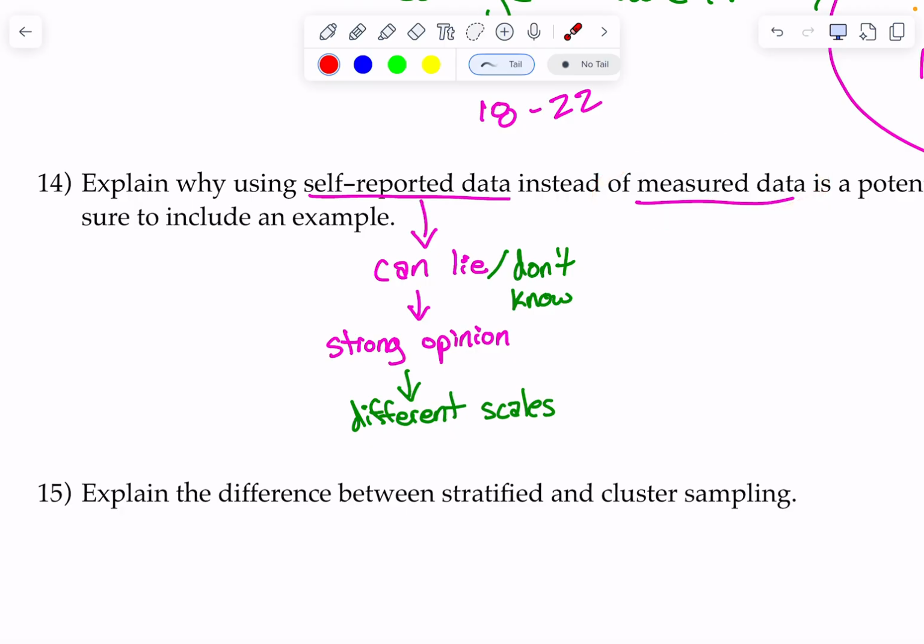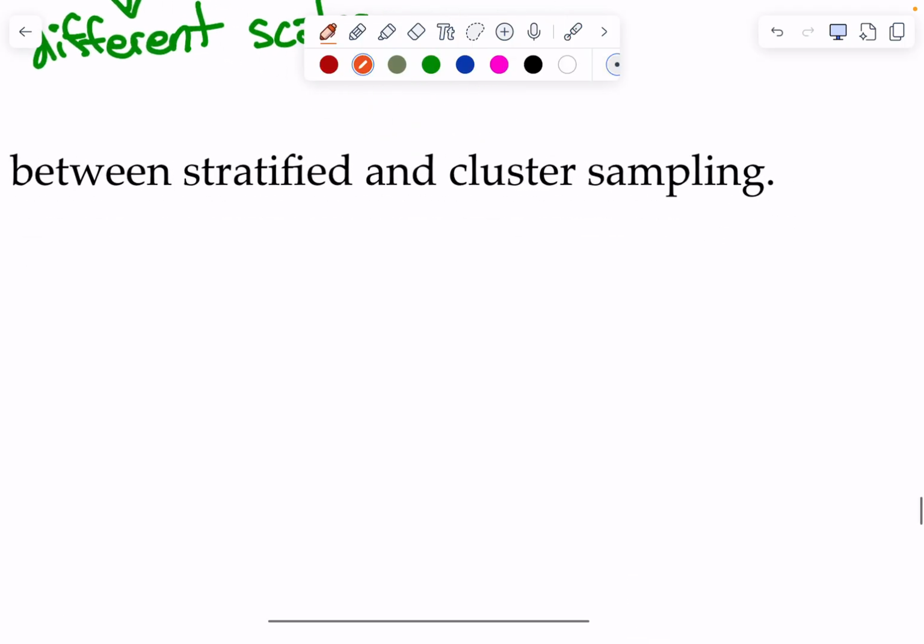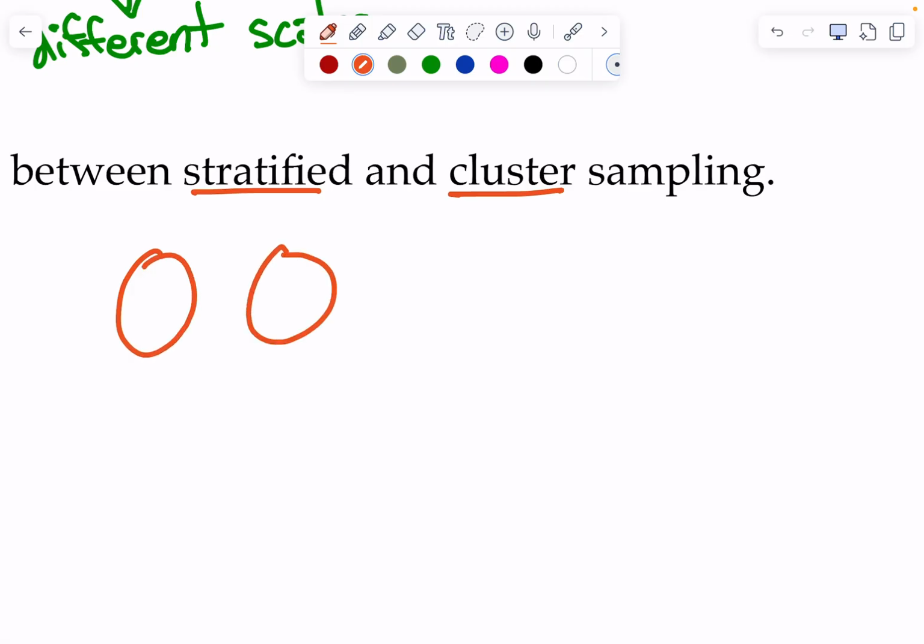Got it? Good? Okay, last one, explain the difference between stratified and cluster. These are the two that are the closest to each other. Stratified versus cluster. Stratified is strata, right? So I'm going to separate up boys and girls. Let's do boys over here and girls over here. Okay, those are two different strata that are already ready to go for me. Boys, girls. Boys, girls. Okay, what's the difference between stratified and cluster?